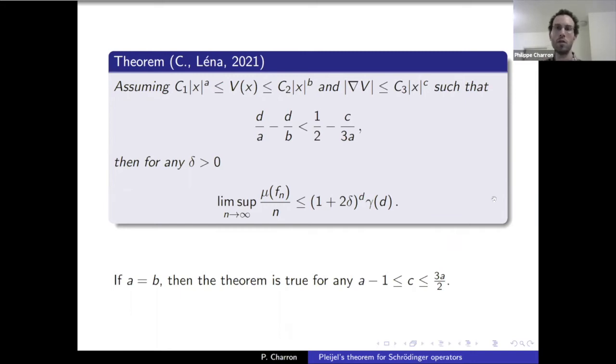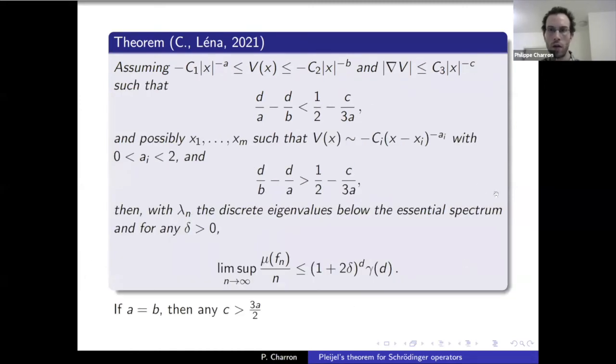So that's the result we get for positive potentials. Now, I told you we had this result for Coulomb potential. Now we get a similar result, which I'll go through in detail, just slowly.